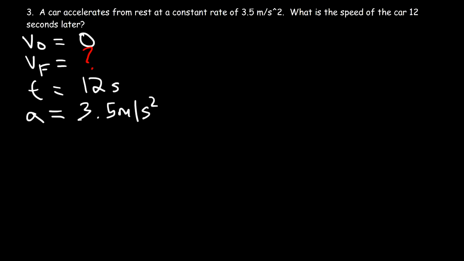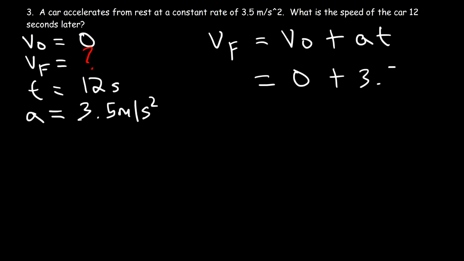So what equation do we need to use in order to calculate the final speed? So we need to use this formula. The final speed is equal to the initial speed plus the product of the acceleration and the time. The initial speed is 0, the acceleration is 3.5, and the time is 12. So all you need to do is multiply 3.5 times 12, and that will give you the final speed of 42 meters per second.